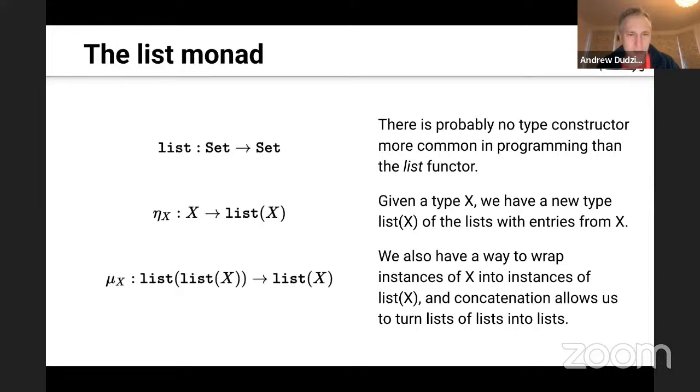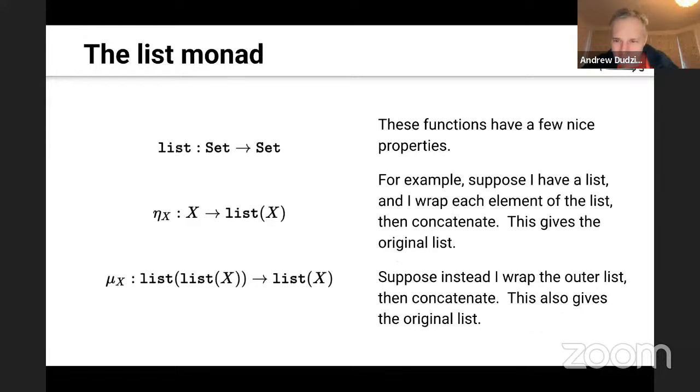So I've written the listification here as eta, and this mu, this is concatenation. So if I have a list of lists, then there's a natural way of interpreting that as a list. And we can express this as a somewhat complicated commutative diagram. Actually, that's the next slide. Right. So the nice properties that these have, and these should all make sense to you.